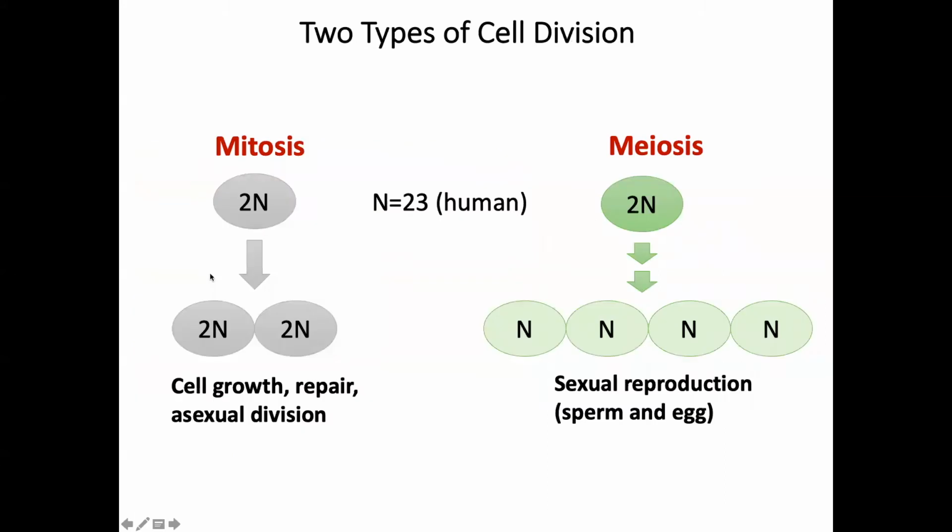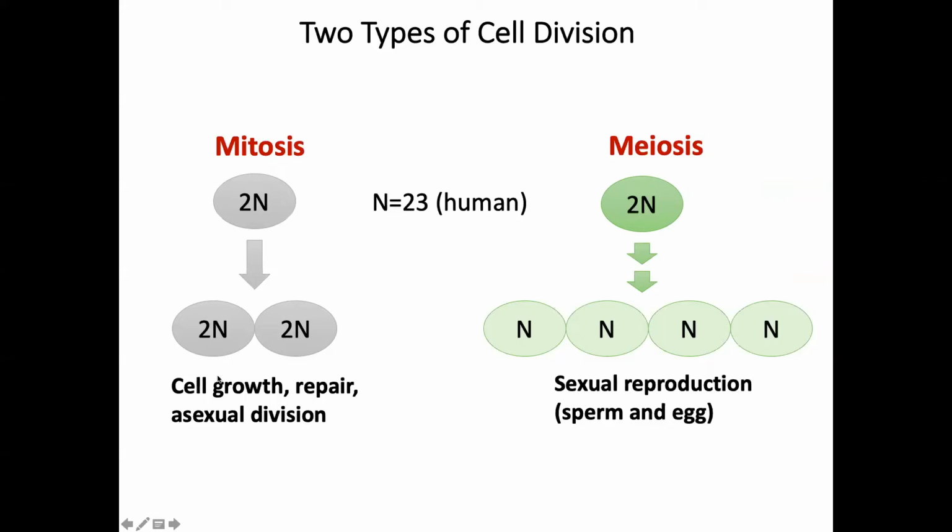There are two types of cell division. One is called mitosis, shown here, and the other one is meiosis. You should have learned this in cell biology or genetics before, but I would like to emphasize the differences between these two types of division. Mitosis is the asexual division to produce more cells. This is for the purpose of cell growth or tissue repair.